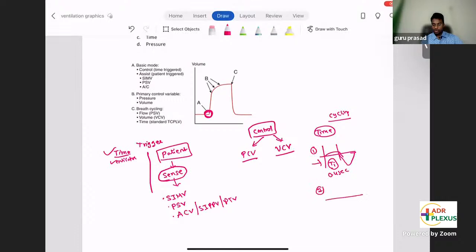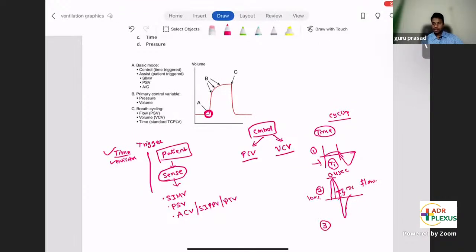Other is flow. Whenever you are having a flow, this is the flow time scalar. So you can set in a ventilator that whenever the flow comes down to a particular level. So think this is 100% flow, and if the flow comes down to 15%, then the ventilator should go into expiration, something like that. This is called flow cycle ventilation.